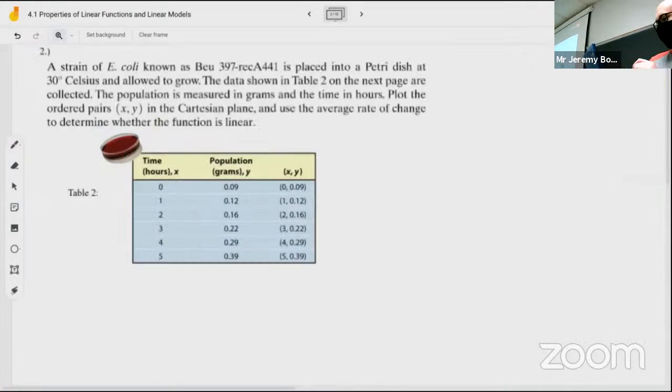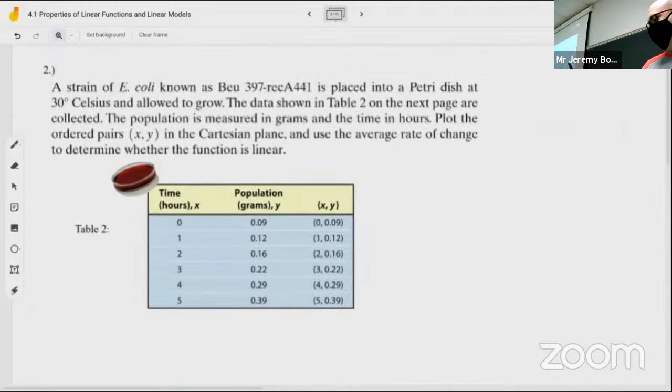So here we got another one. I always think that's a hockey puck. It's a petri dish. A strain of E. coli known as O397 Rec A441 is placed in a petri dish at 30 degrees Celsius and allowed to grow. The data shown in table 2 on this page are collected. The population is measured in grams. So they weigh the petri dish. They probably, I guess, subtracted the weight of the gel and the petri dish.